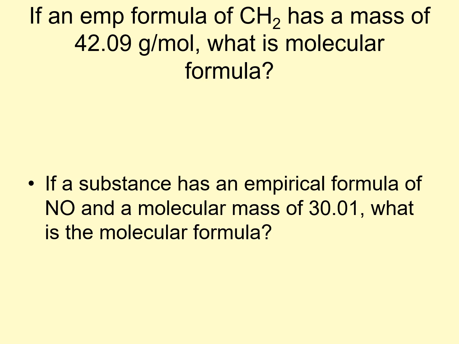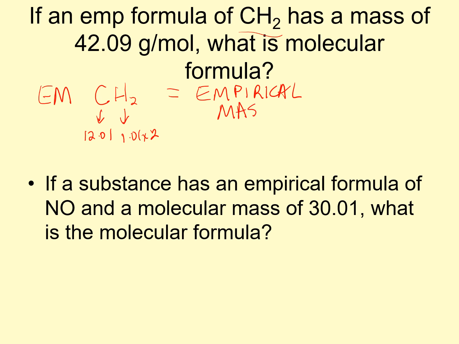So if the empirical formula of CH2 has a mass of 42.09 grams per mole, what is its molecular formula? Okay, so empirical CH2, molecular mass 42.09. So empirical mass: C, 12.01, where did I get that? Periodic table. H, 1.01 times 2. The empirical mass equals 14.03 grams for every 1 mole.